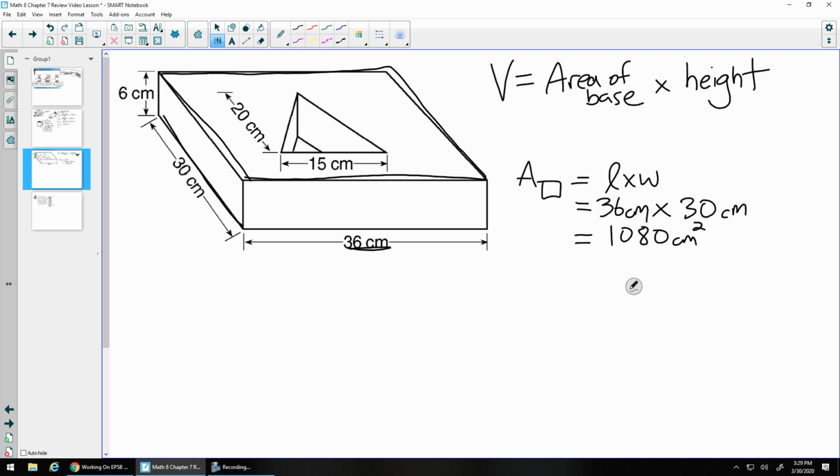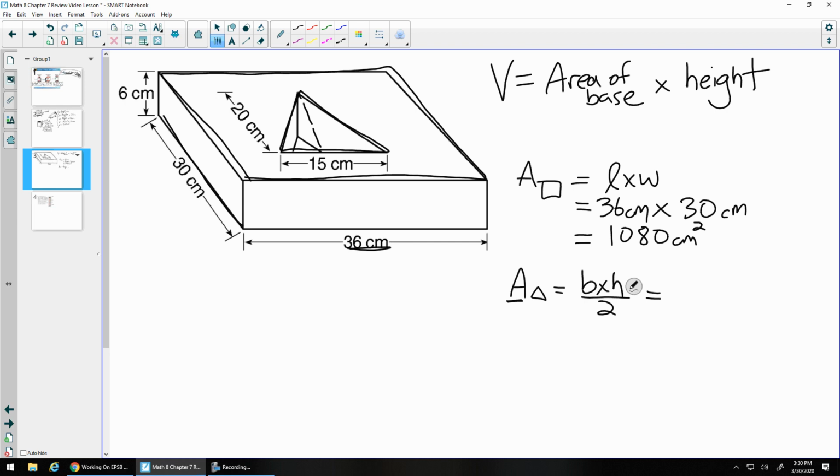Now let's find the area of this triangle here at the top that we're going to have to subtract from the area of that rectangle. I know the measurements here are a little bit confusing, but this 20 centimeters is really showing how tall that triangle is, so that's the height of our triangle. The area of our triangle would be base times height divided by 2. Now remember, I'm talking about area here, not volume.